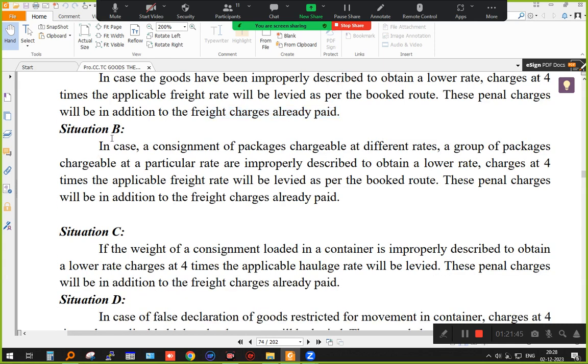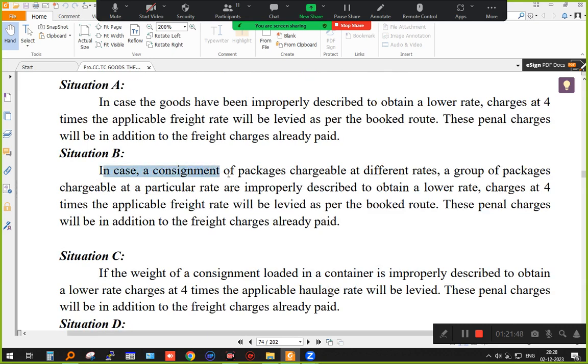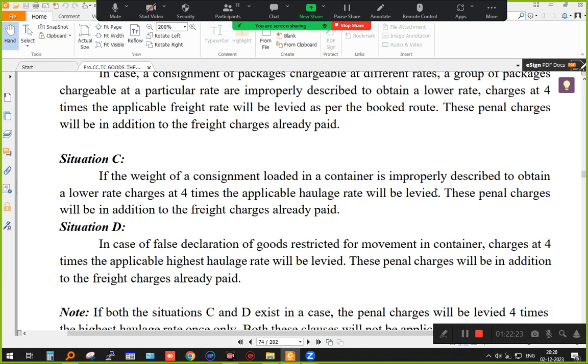Then, in case of consignment of packages chargeable at different rates, a group of packages chargeable at a particular rate are improperly described. That means you have booked 15 boxes, 10 boxes you declared correctly, the remaining 5 boxes you have declared wrongly. Then charges at 4 times will be levied as per the booked route even then. So for the wrong declaration only, wrong boxes, declaration only. Wrong declaration only. That means part of the consignment, right? Correct.